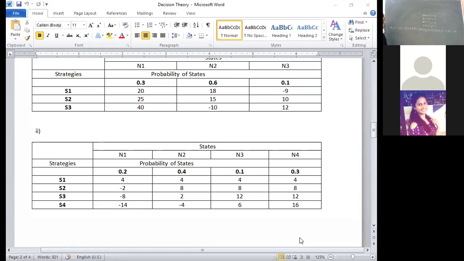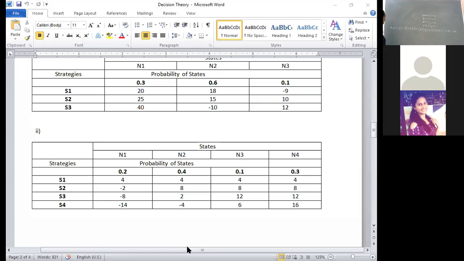Deepali, did you calculate? Yes ma'am, it's 10. Okay. Others, what about others? Rahul? Rahul Khanna? Yes, ma'am. Calculating EVPI.